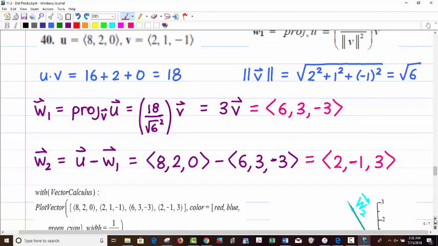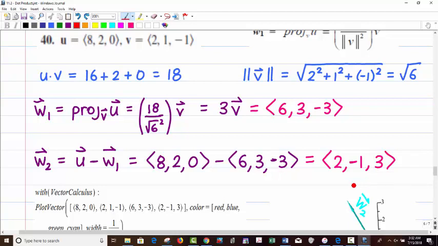Now to find W2, you just take your vector u right here, 8, 2, 0, and you subtract off that W1 we found right there. And so you have 8 minus 6 is 2, 2 minus 3 is negative 1, 0 minus negative 3 is plus 3.